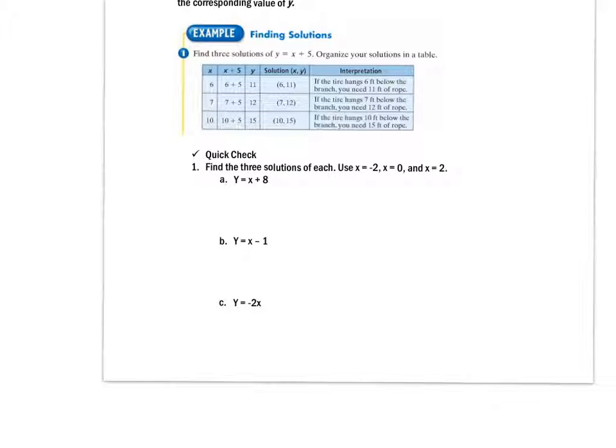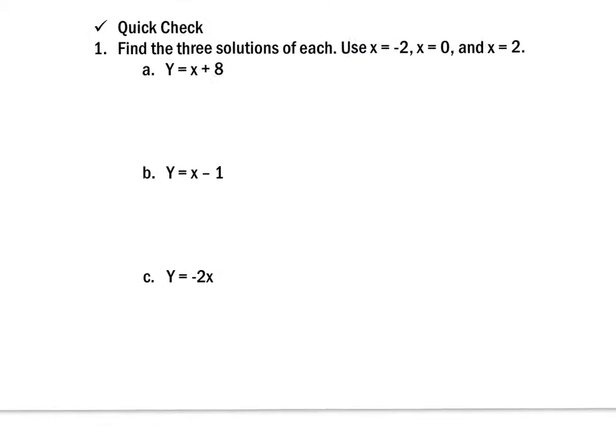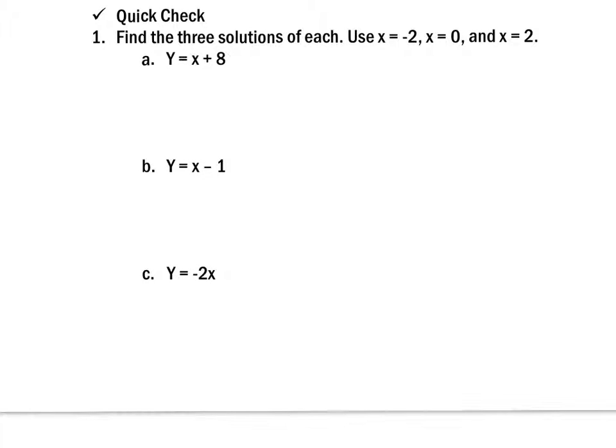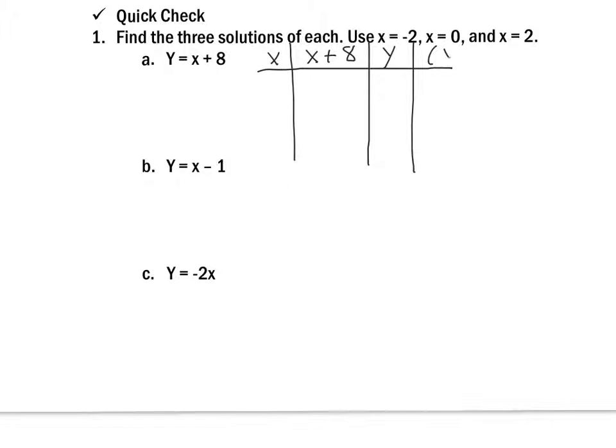So looking at the quick check, let's zoom in a little bit. Here we go. All right, we are going to create a table very similar to the one that we just saw above. So mind my writing here. There is our x. Let's go with our equation, which is x plus 8. And let's look at our y. After that, we're going to be given a solution. Our solution is going to be our x and our y ordered pair.